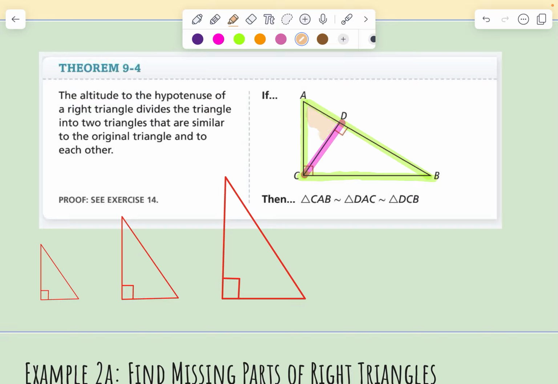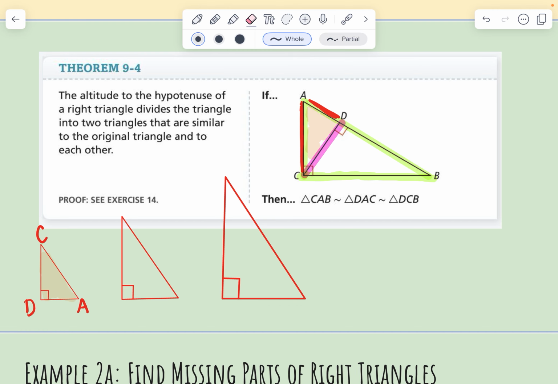The first one is this little triangle. So if I look at that little triangle, I notice that the right angle is at D. I notice that the shorter side here is from D to A, so I know that that has to be A. And then the longest side is from A to C, so that has to be C.